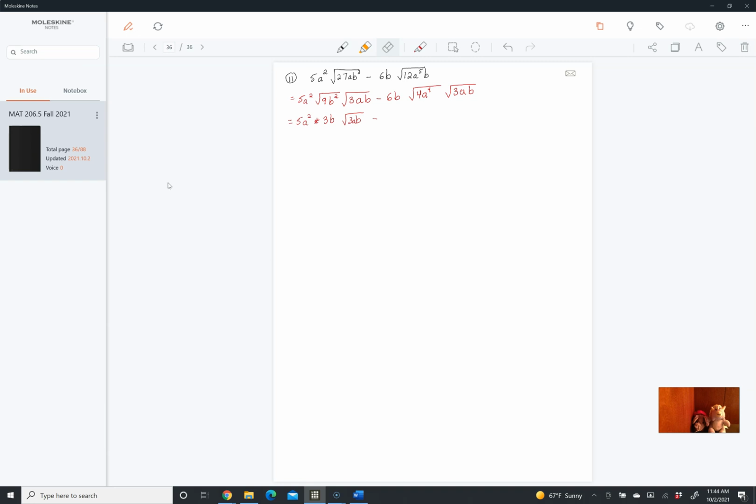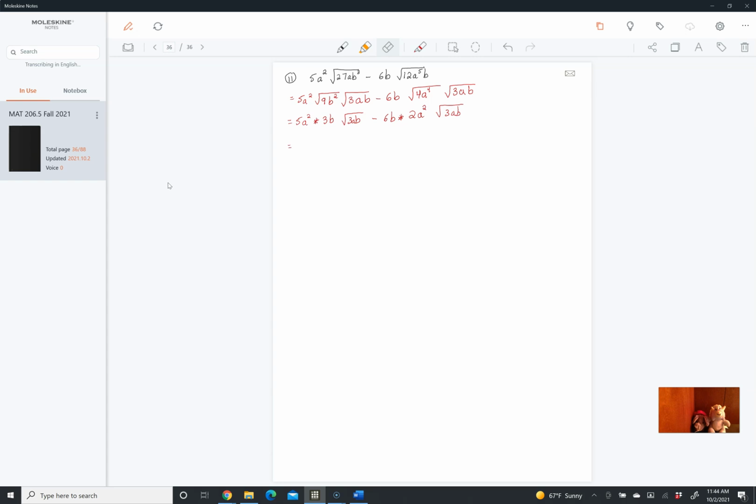Okay, minus 6b. Square root of 4 is 2. And then if we take the exponent, a to the 4, 4 divided by 2 is 2. So we get 2a squared. Square root of 3ab.